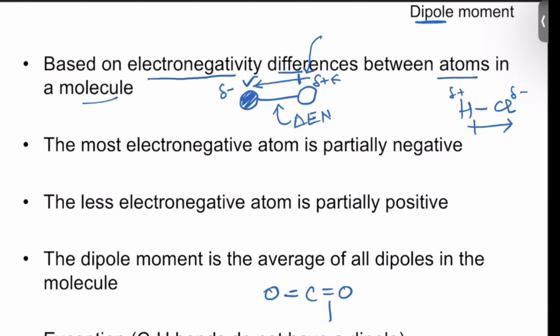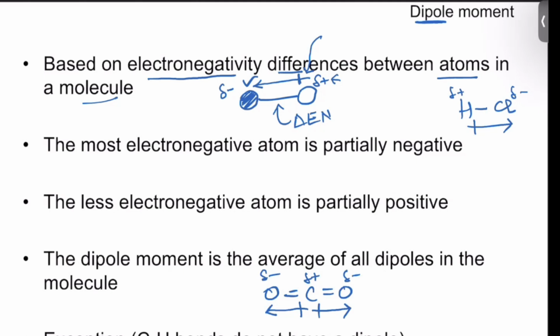So for each of these regions, for this region, that's a delta minus, that's a delta plus. Therefore, the dipole moment here is going to be this. So that's the dipole moment for that region. And then for the other region, because that's a delta minus, the dipole moment is going to be this. See if that makes sense. Does that make sense? Okay.